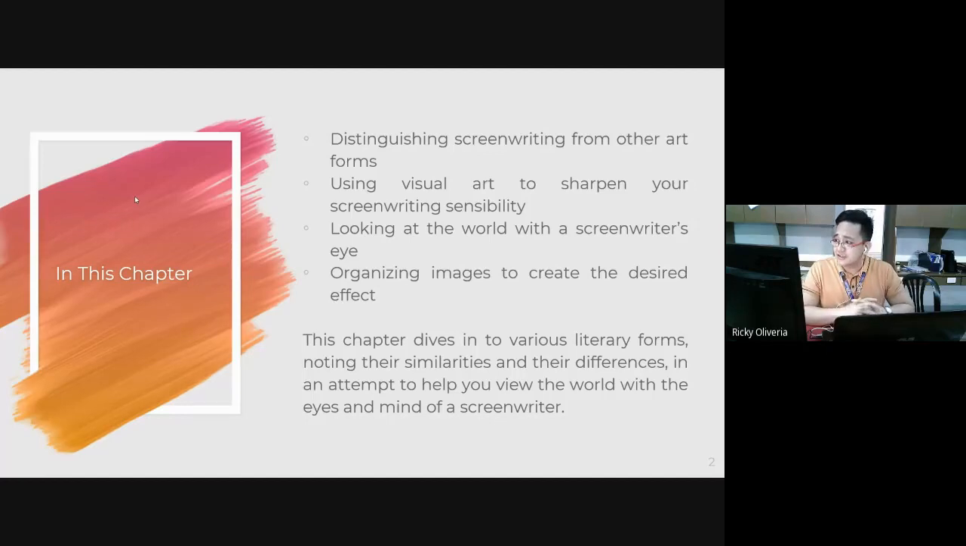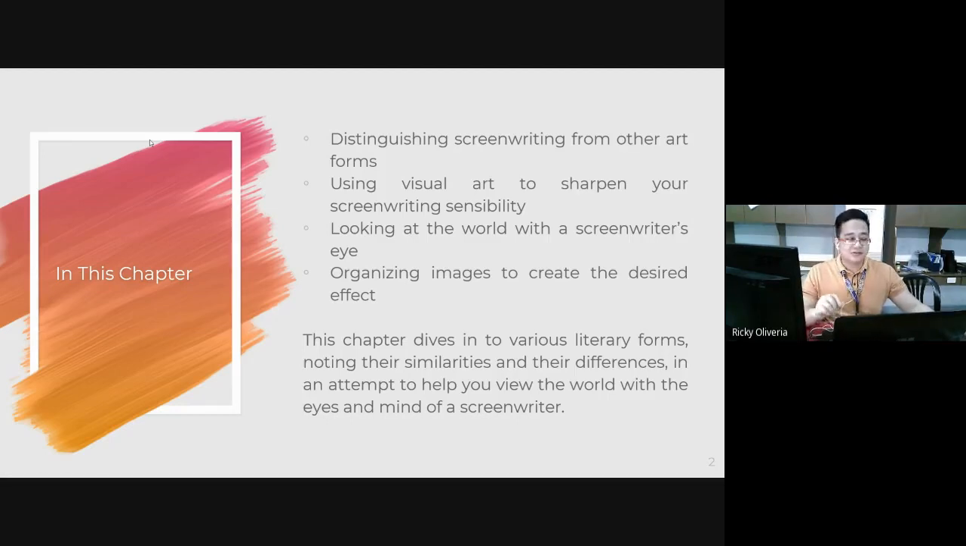Distinguishing screenwriting from other art forms. So let's look at the practicality and the difference between screenwriting and the other art forms. Using visual art to sharpen your screenwriting sensibility, looking at the world with a screenwriter's eye, and organizing images to create the desired effect. So these are the learning outcomes that we are trying to achieve.